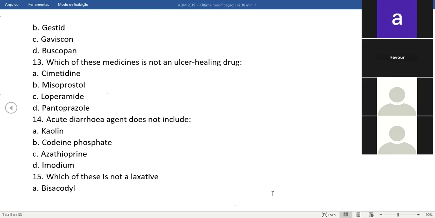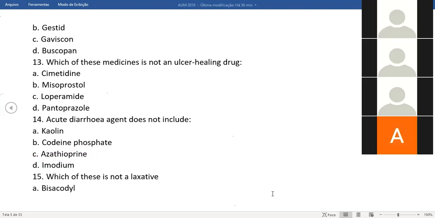Question 14. Acute diarrhea agent does not include... Codeine phosphate. Codeine is used as an anti-diarrhea because it causes constipation. Constipation is one of the side effects of codeine, so you can use it as an anti-diarrhea. The one that is not an anti-diarrhea here is azathioprine. It's not an anti-diarrhea.